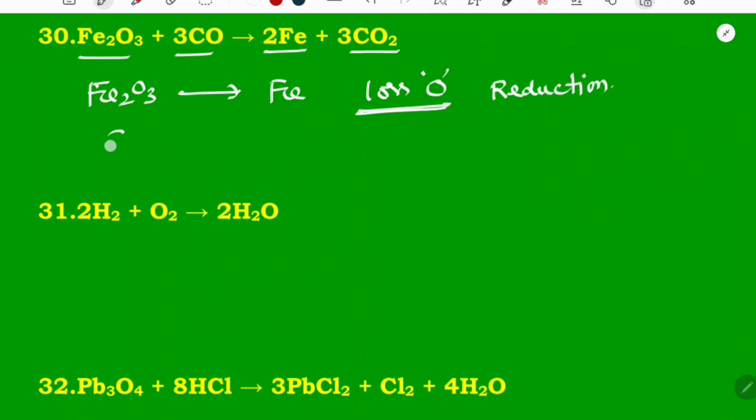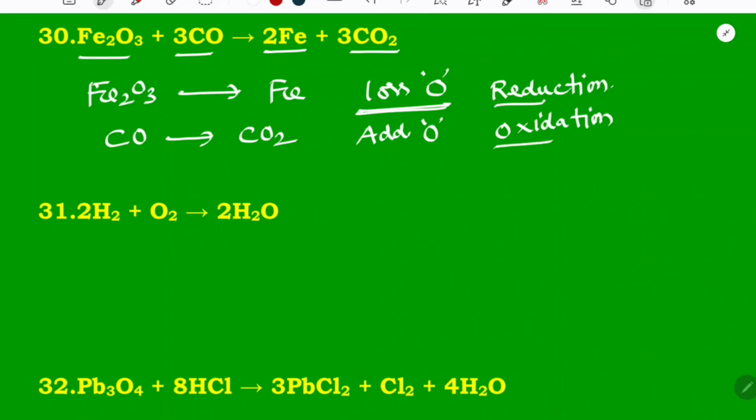Then CO is converting to CO2. So addition of oxygen takes place. Addition of oxygen means that is oxidation. So in this reaction, oxidation and reduction take place simultaneously. That is why it is called a redox reaction. This is also a redox reaction.